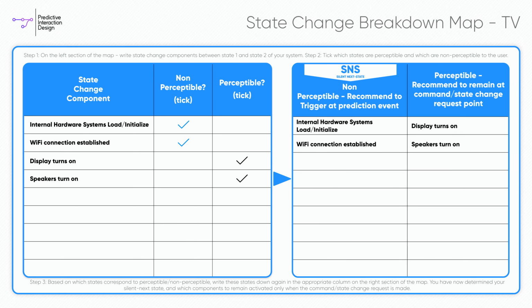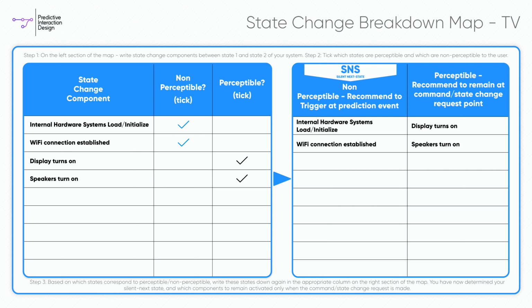The way we use this is we look at the very left and we have the state change component column. We write down all of the individual components or processes that run when an interaction is made. After we do that, we tick which ones are perceptible and which ones are non-perceptible. Then we transpose that over to the right side of the state change breakdown map, and we list all of the components we ticked non-perceptible in the left column, and all of the perceptible components in the right column. Effectively, we just have to look at the left column, and that is your silent next state.